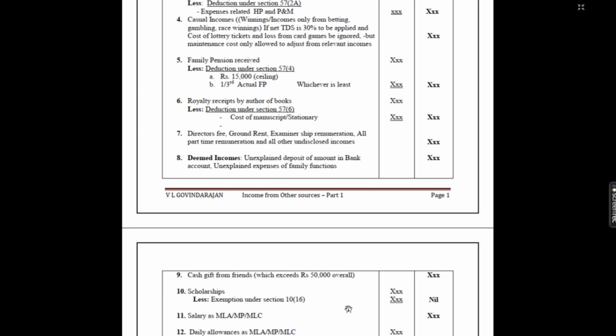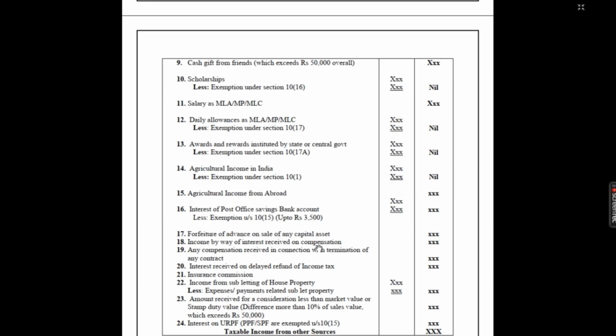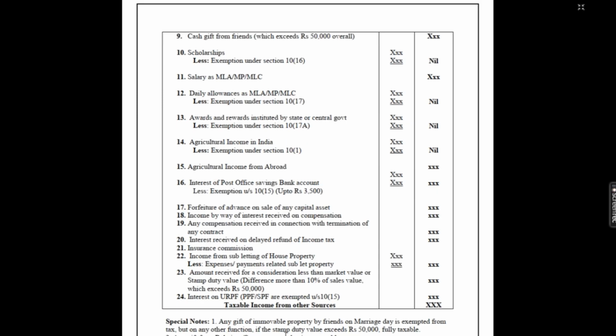Next one is deemed incomes. That means unexplained deposits in bank accounts and unexplained expenses of family functions. These are fully taxable. Next is cash gift from friends. A cash gift which exceeds rupees 50,000 overall is taxable. If the cash gift from friends does not exceed 50,000, it is fully exempted. Next, educational scholarships. Less exemption under section 10(16), fully exempted, so the taxable portion will be nil.